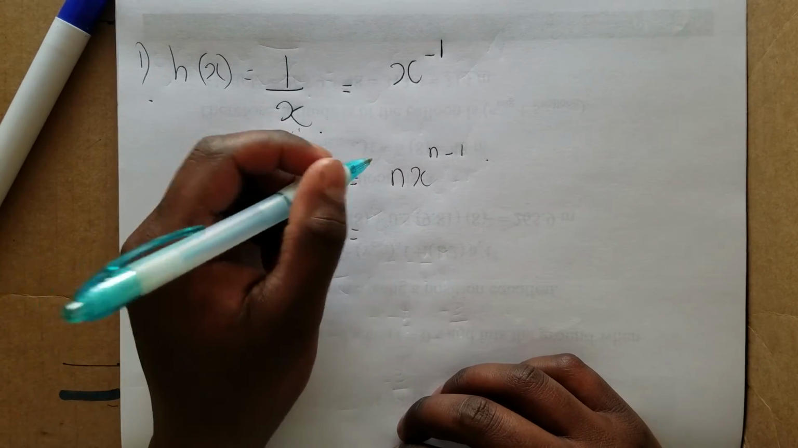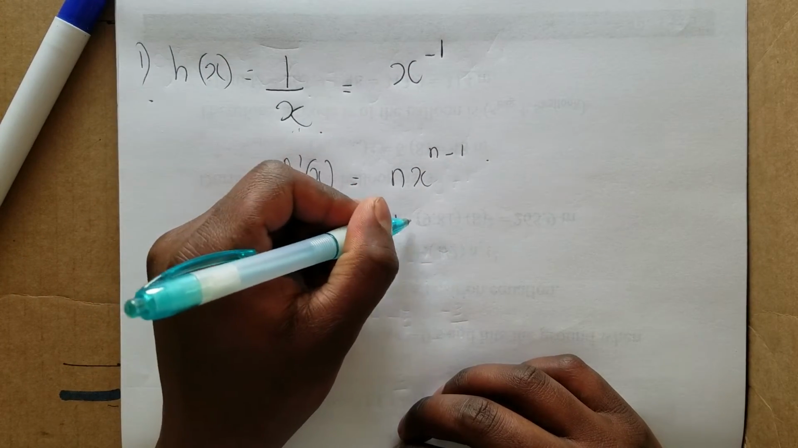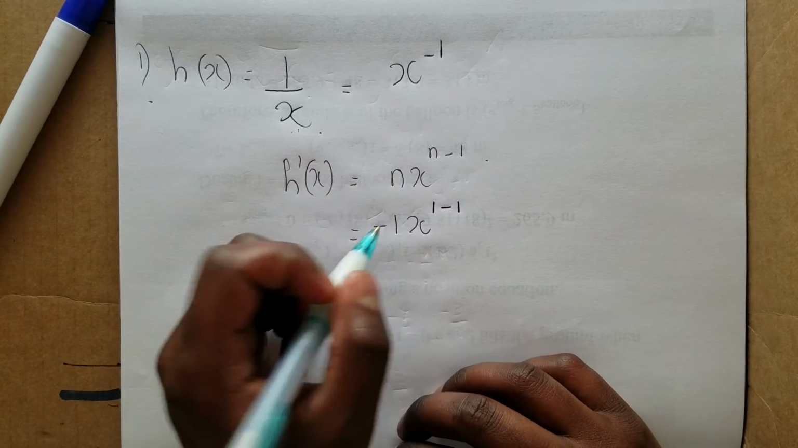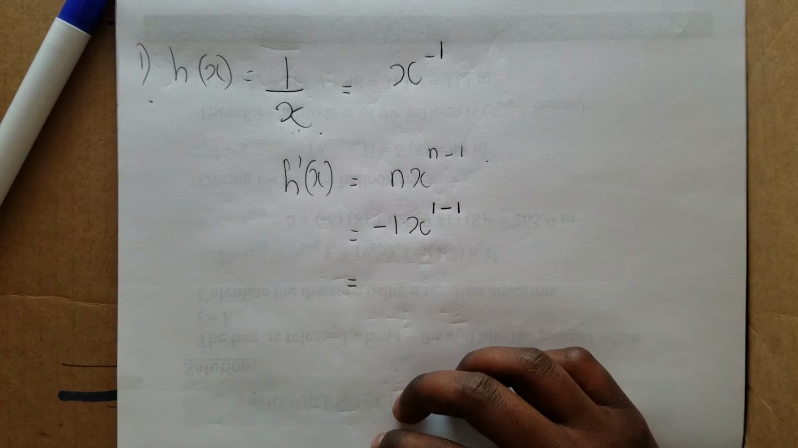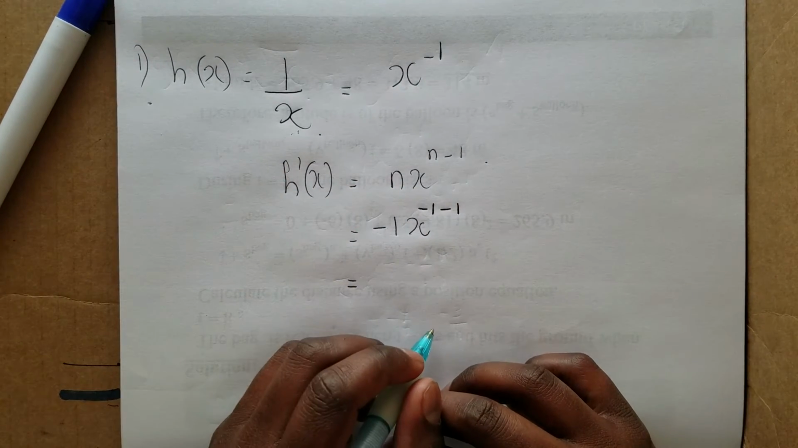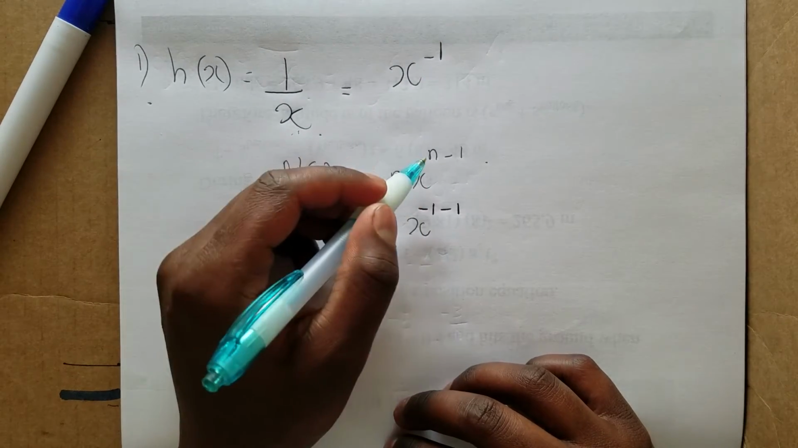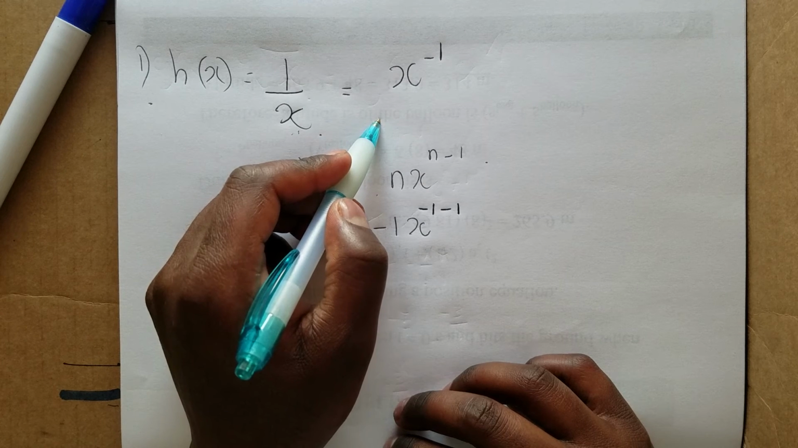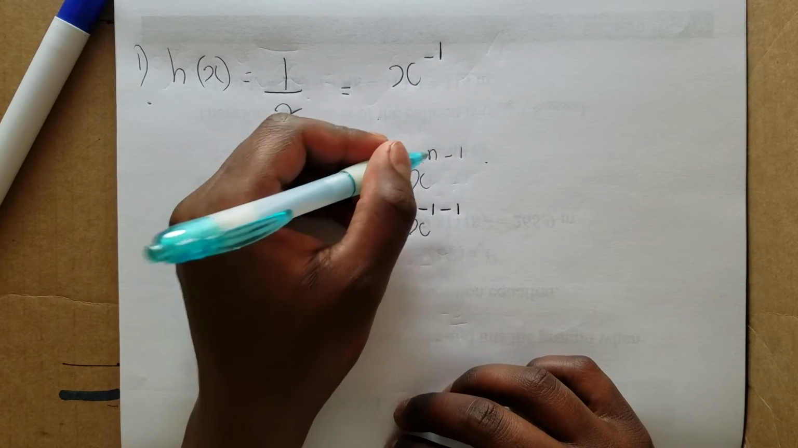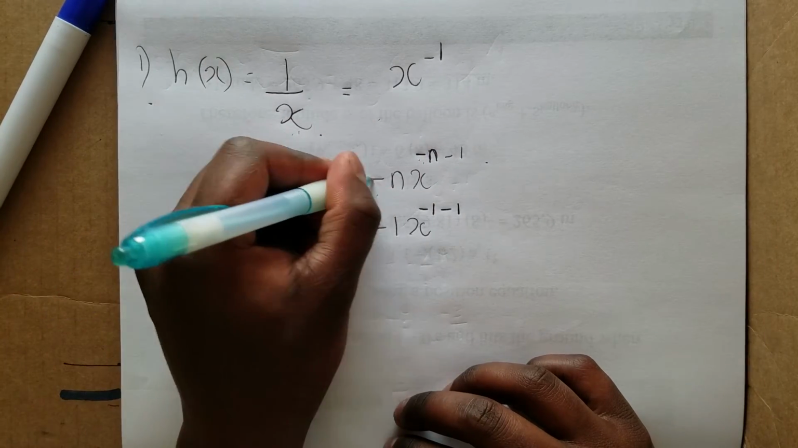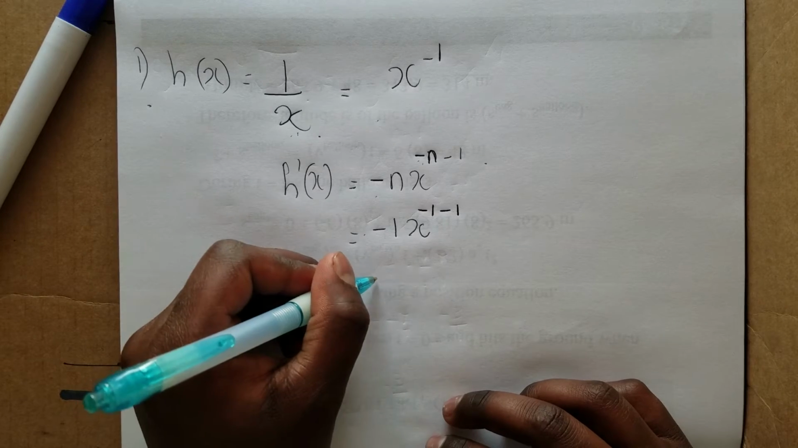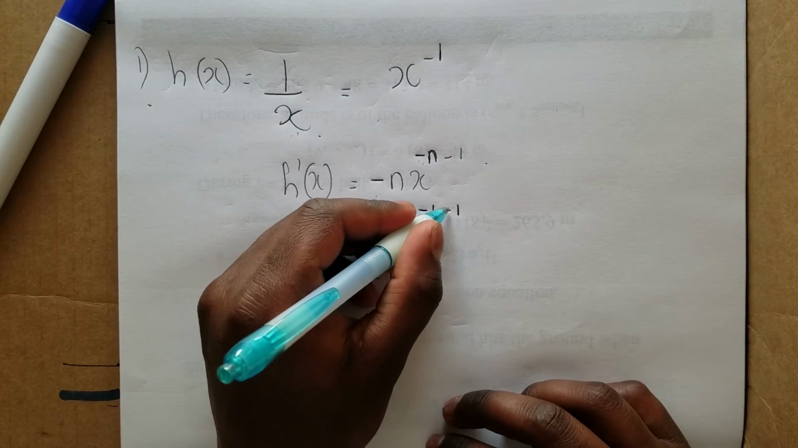So this is equal to, well, this n is minus 1, so you put minus 1 in front of x. What was the number on top? It was negative 1. So this n is a negative number, and the negative 1 comes here. So you get negative 1 times x to the negative 1 minus 1, and negative 1 minus 1 is negative 2.